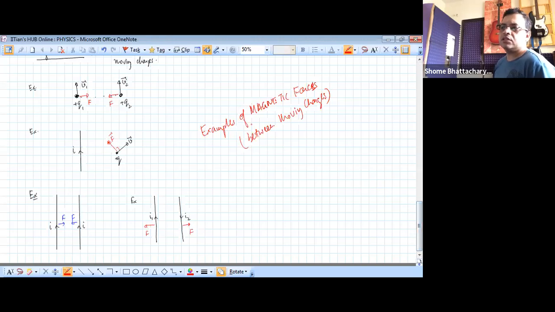It's an example of magnetic force between moving charges. No, charged particles at rest do not experience magnetic force. That is the important thing over here. Magnetism is the interaction between moving charges. So a charge at rest does not experience magnetic force.